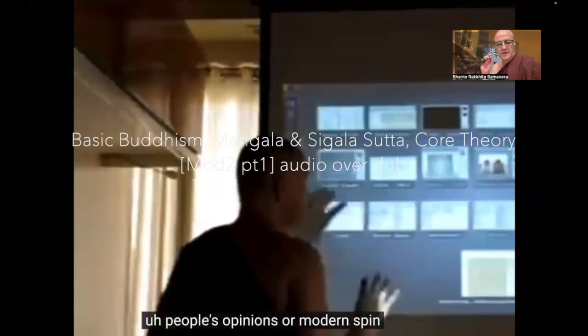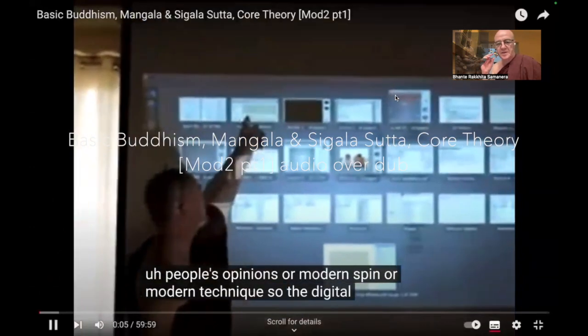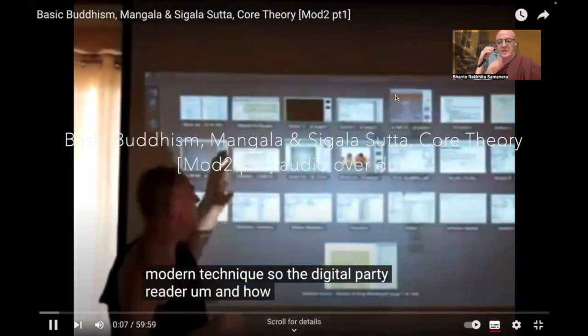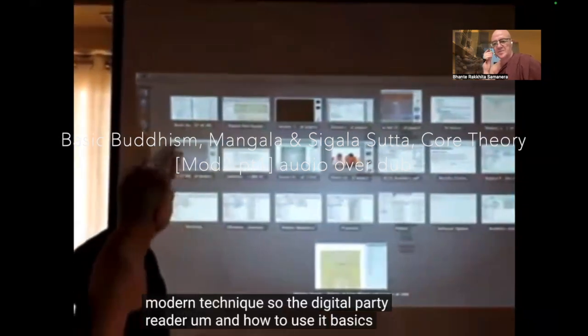People's opinions or modern spin or modern technique. So, the Digital Pali Reader and how to use it.